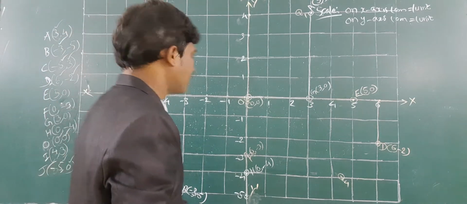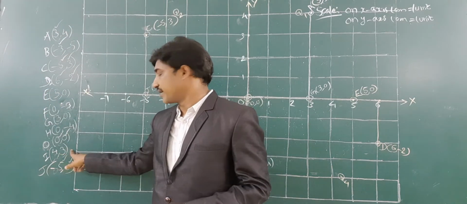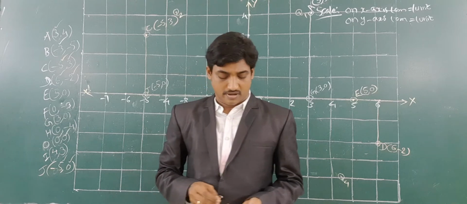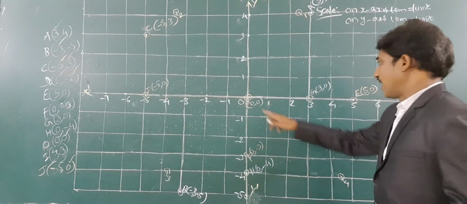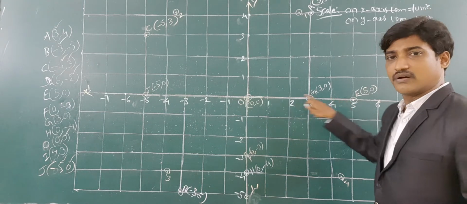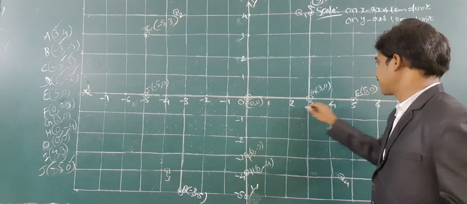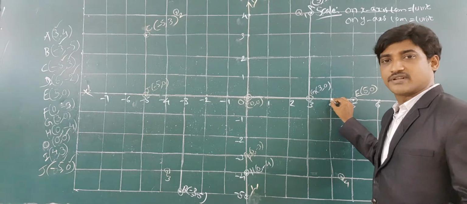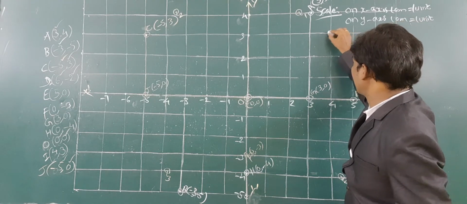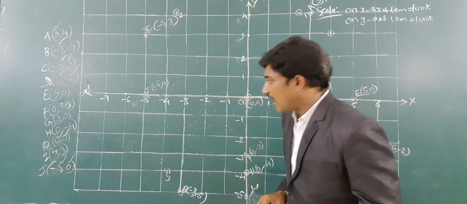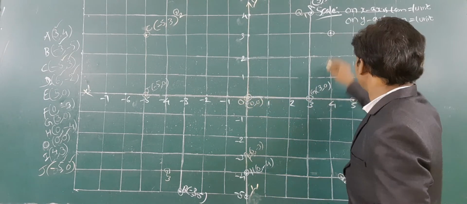Finally, let us see one more point (4, 3). X is 4, y is 3. That means the x coordinate is 4. Move along the positive x-axis 4 units, then 3 units: 1, 2, 3, 3 units. Here, this point is (4, 3).